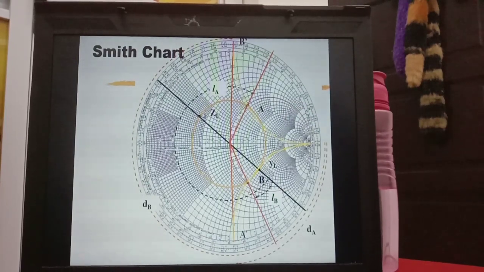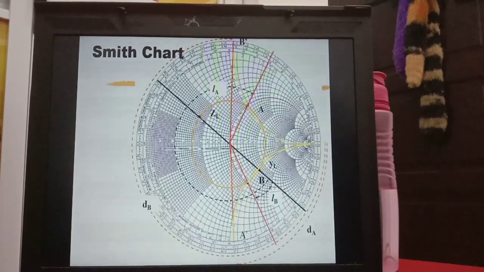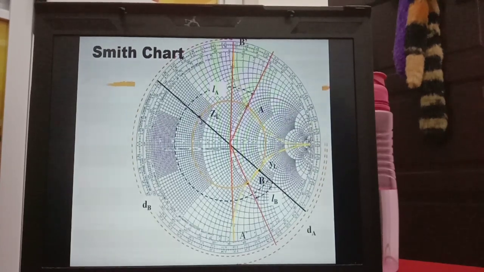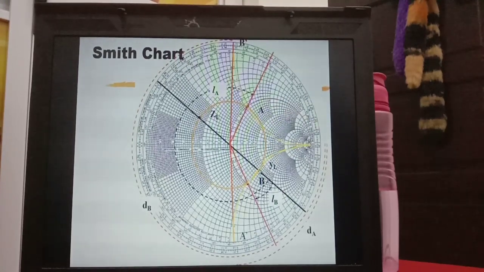To perform impedance matching using a stub line, it is better to work with the admittance instead of the impedance because we want to connect the stub line in parallel with the transmission line. The admittance of the load is given by the other side of the constant mismatch circle. So if we draw a line from this point through the center of the Smith chart to the other side of the constant mismatch circle, we can find a point which represents the normalized admittance of the load.